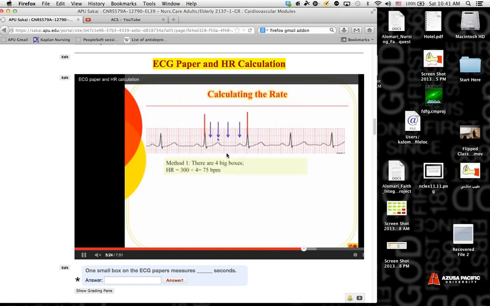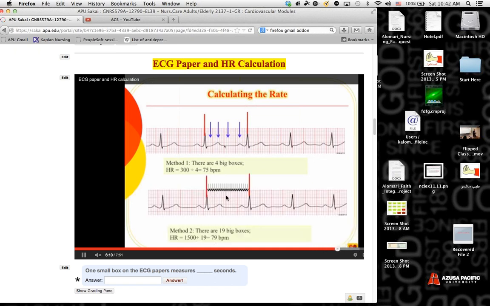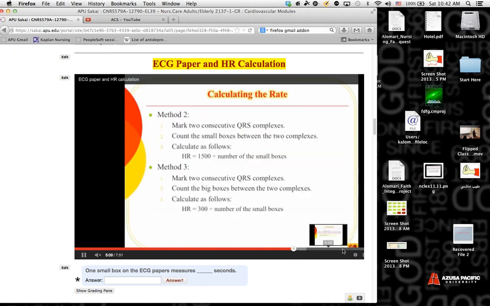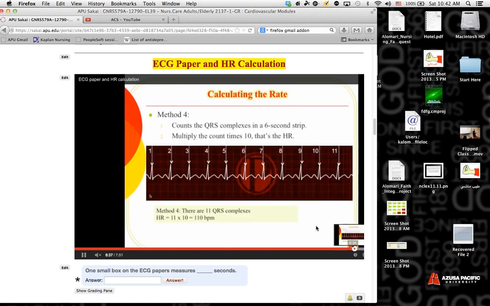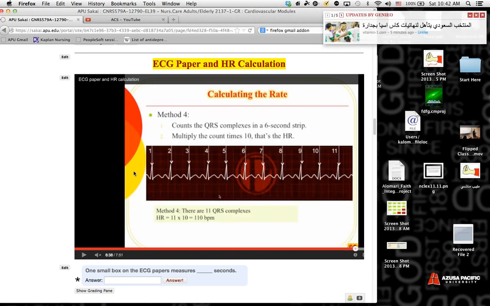I gave you an example here on how many big boxes, divided into 300, or a different one where you count the small boxes and use 1500, and it gives you about the same heart rate. And the easiest one, whether regular or irregular, is to just count how many R's and multiply by 10, and that gives you an estimation of the heart rate.